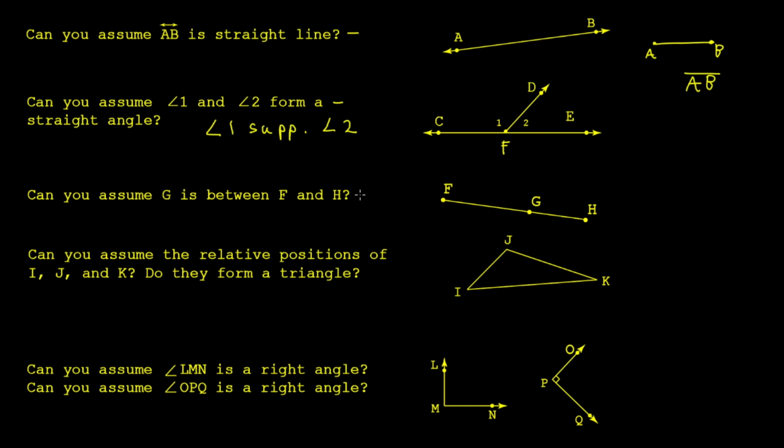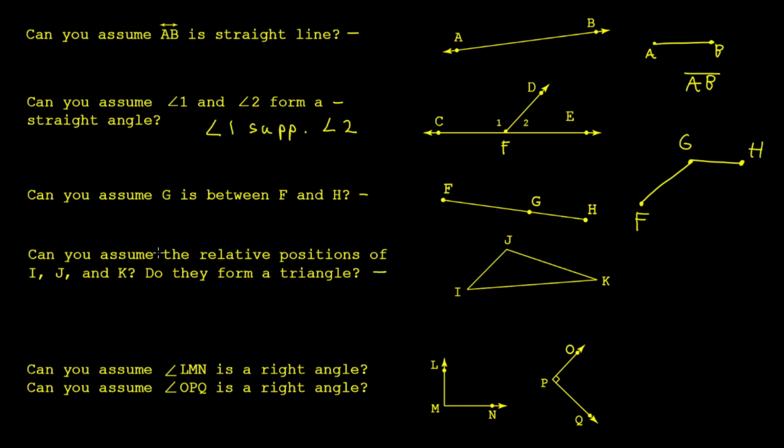Next, can you assume that point G is between points F and H? Again, the answer is yes. We have segment FH, and we have point G, which is between them and on the segment. Therefore, G is between F and H. Now, if it was like this, if we have F, G, and H, but FH is not a line segment, then G is not between F and H. Here you can assume this is a line segment, so G is between F and H.